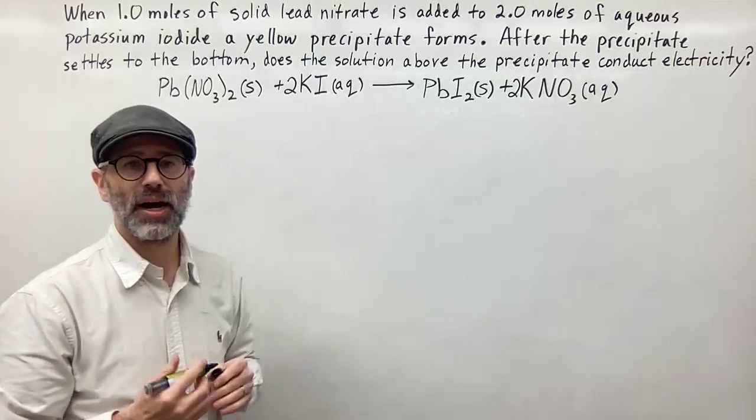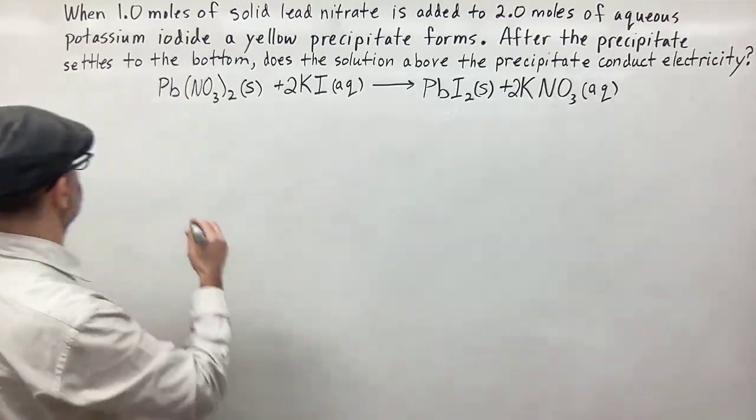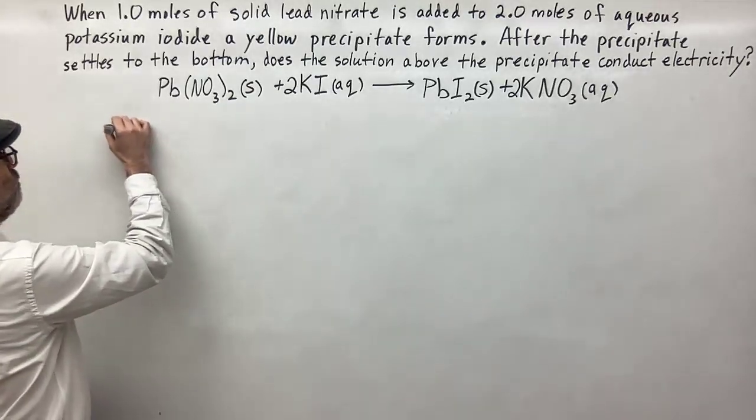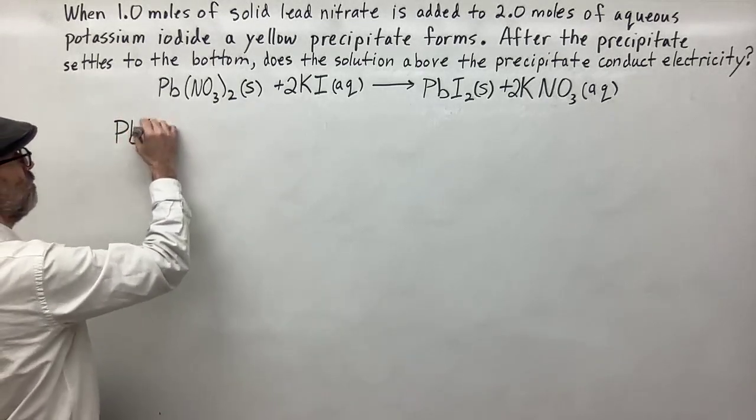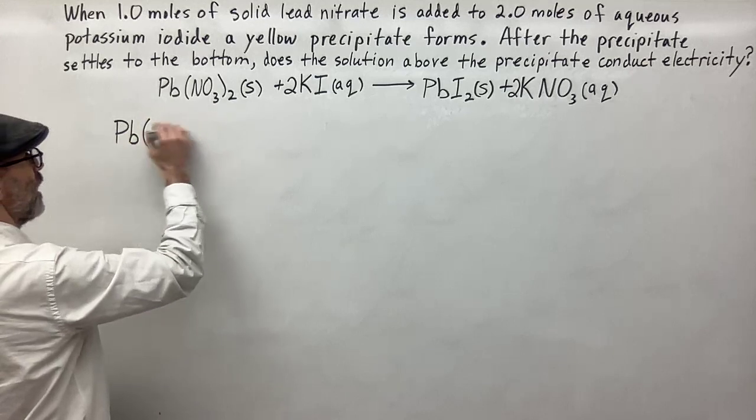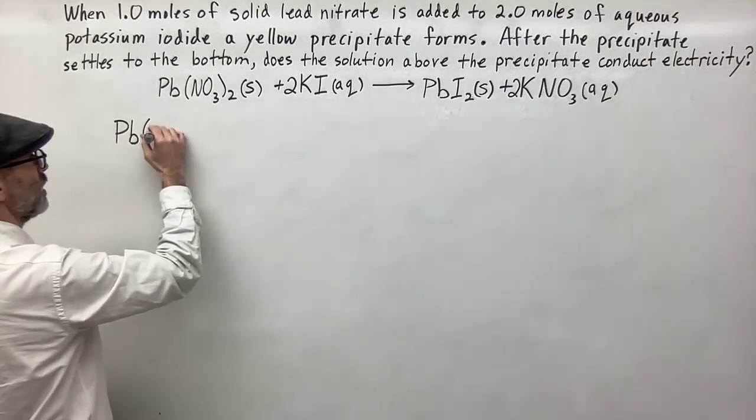So now let's write out our complete ionic equation. So the lead iodide is a solid, that's going to stay together. So we don't separate solids in our complete ionic equation.